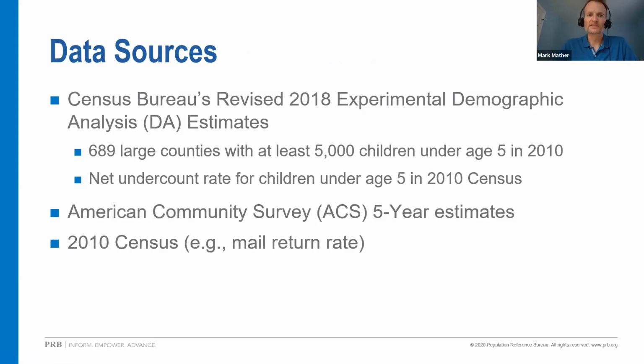The data sources for this earlier work, the first one's a little bit of a mouthful, but this is what the Census Bureau had provided to us. It's the revised 2018 Experimental Demographic Analysis, or DA, estimates. It consists of 689 large counties, those are counties with at least 5,000 children under age 5 in the 2010 census. And for those counties, they provided to us net undercount rates for kids under age 5 for 2010. We combined those data in a series of models with American Community Survey data, specifically 5-year estimates, mostly from the 2013 to 2017 ACS. We also incorporated some 2014 to 2018 data to look at the total number of kids under age 5 and their racial ethnic composition. And then we've also incorporated some 2010 census data, such as the mail return rate, into our models.